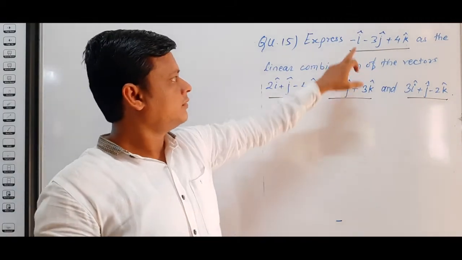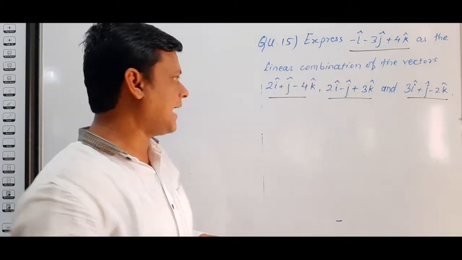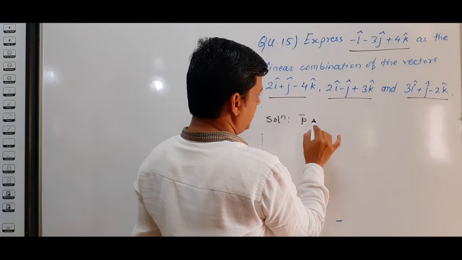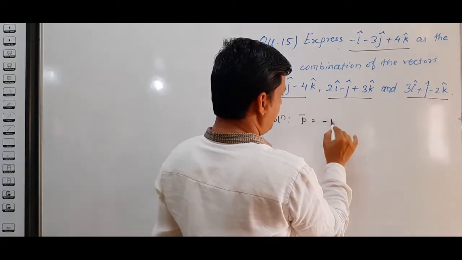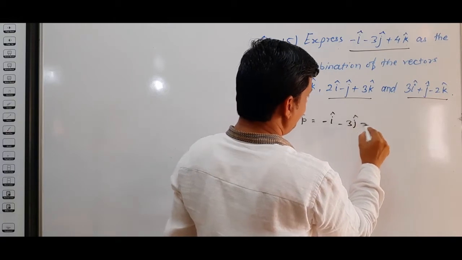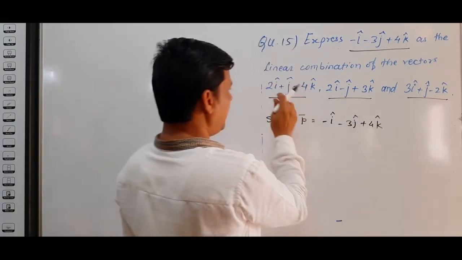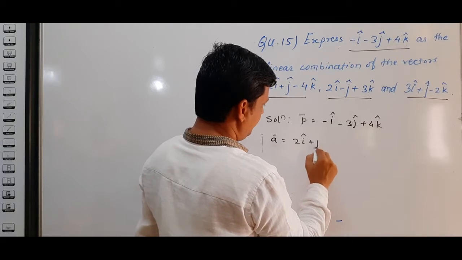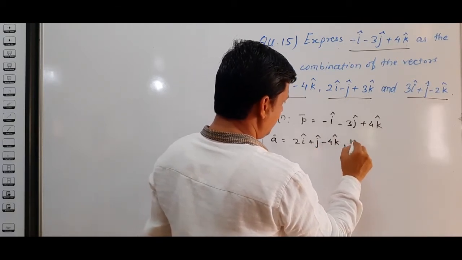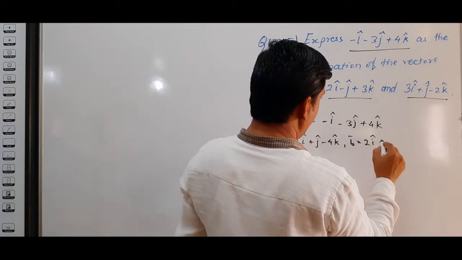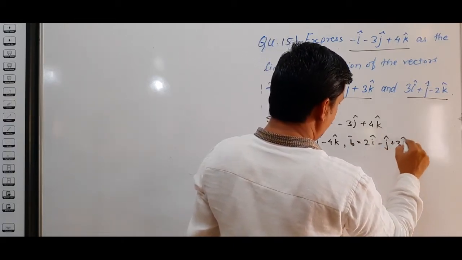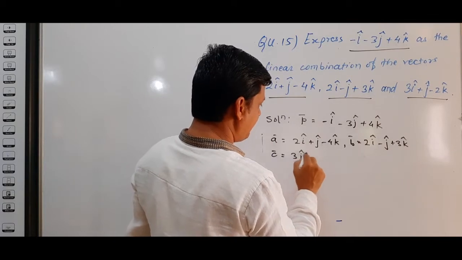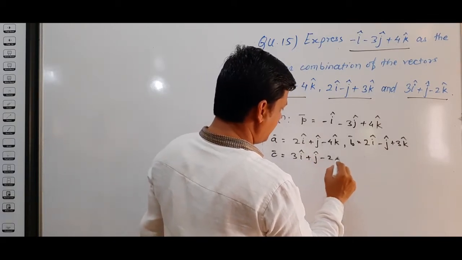So we have to denote the given vectors. In the solution we write this first vector, which we have to express in linear combination, as p bar equals -i - 3j + 4k, and the first vector as a bar equals 2i + j - 4k, b bar equals 2i - j + 3k, c bar equals this last vector 3i + j - 2k.